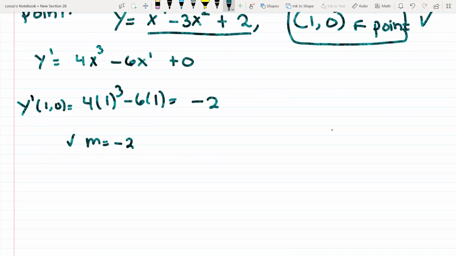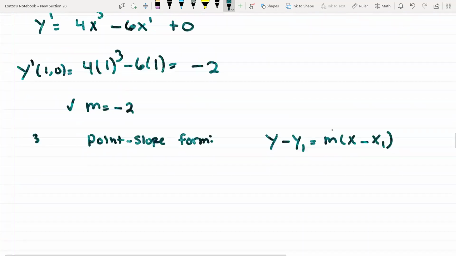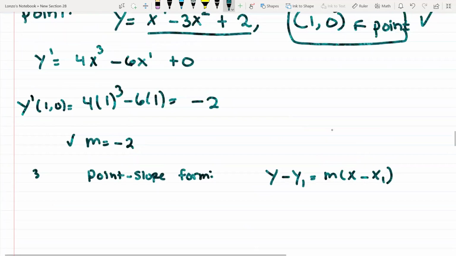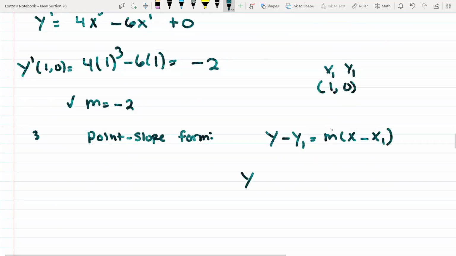So we have the slope, we have the point. Now we can put it in point slope form. Point slope form is y minus y1 equals m(x minus x1). Okay, so we have everything. The 1 is your x1, the 0 is your y1, and then our m is negative 2. So when you put it all together, you get y minus 0 equals negative 2 times (x minus 1).